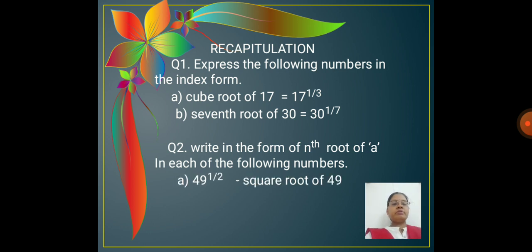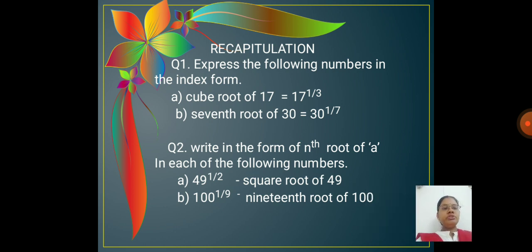Write in the form of the nth root of a each of the following numbers. 49 raised to the power 1 by 2: square root of 49. 100 raised to the power 1 by 9, how will you write it? 9th root of 100. Is it clear, students? Is it easy? You have understood how to write it in both the forms? Very good.